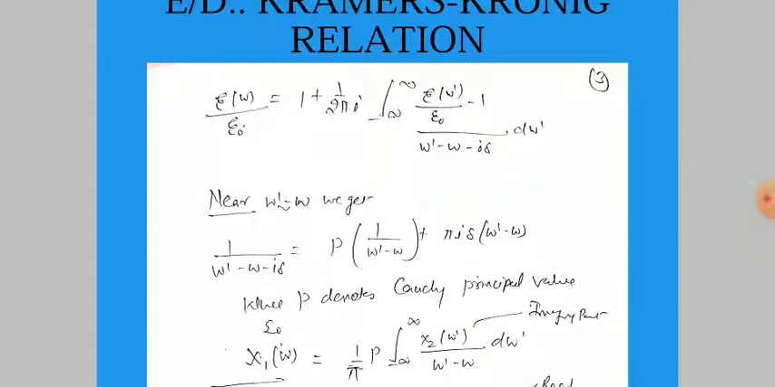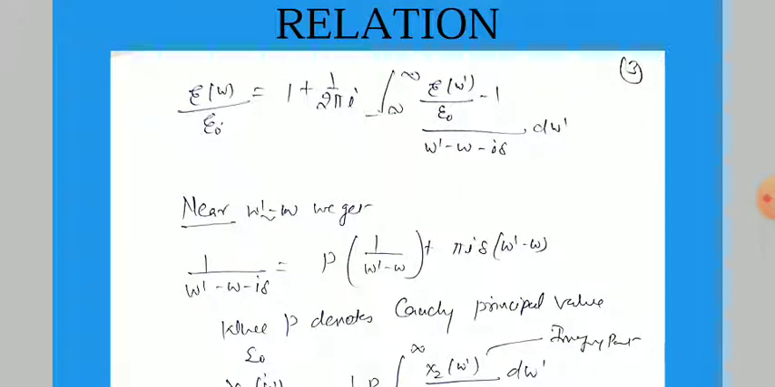Now we switch over to the third page for today: epsilon omega by epsilon 0 equal to 1 plus 1 divided by 2 pi iota, integral from minus infinity to plus infinity of epsilon omega dash by epsilon 0 minus 1 divided by omega dash minus omega minus iota delta, d omega dash, where delta is a nearby function. So when omega dash is nearly equal to omega, we can write 1 divided by omega dash minus omega minus iota delta equal to P, the Cauchy principal value, 1 divided by omega dash minus omega, plus pi iota delta of omega dash minus omega.